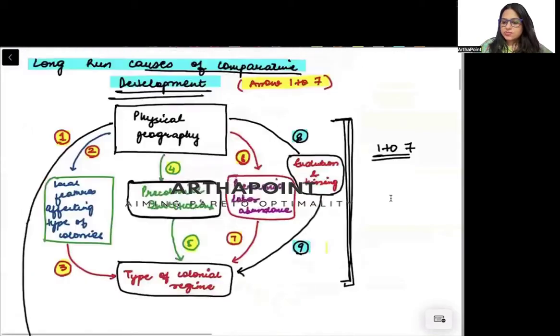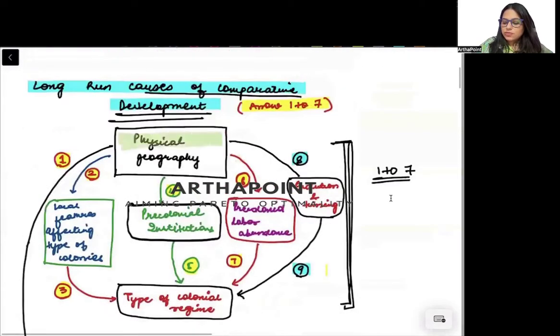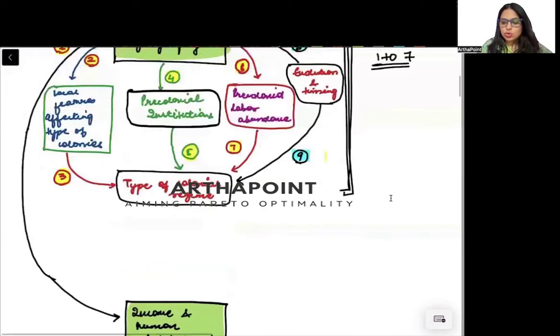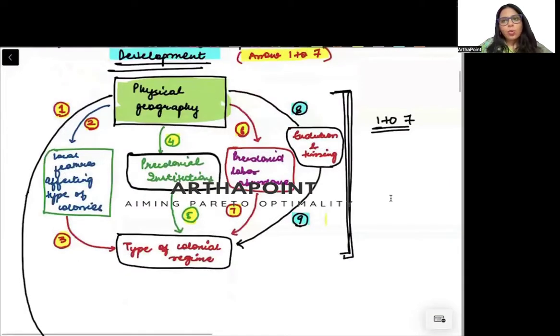Just see here, this is the first one. Physical geography. And we are linking physical geography directly to income and human development. That means to growth and development. And this is arrow number 1.